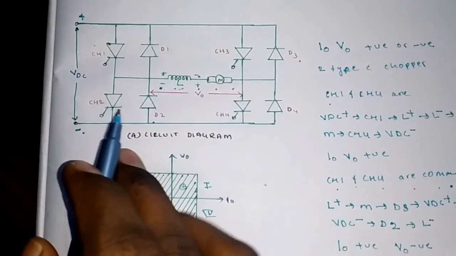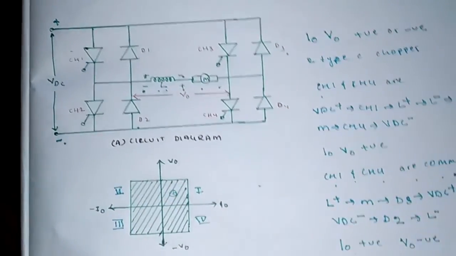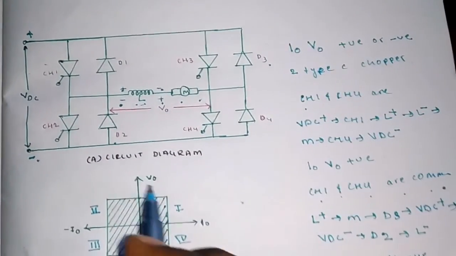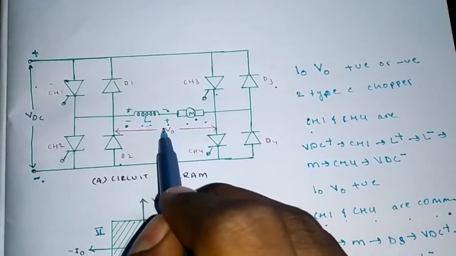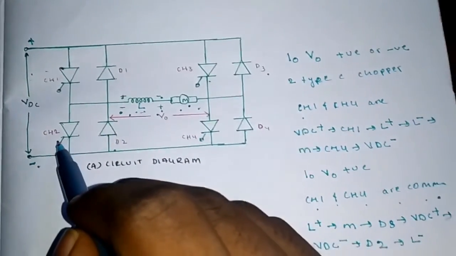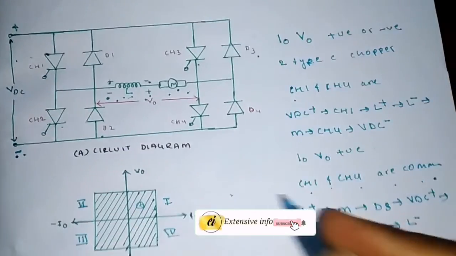When CH2 and CH3 are triggered, the flow of the current from VDC plus, CH3, motor, inductor plus, inductor minus, CH2 and VDC minus. Let me write.